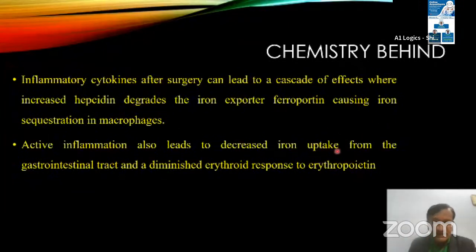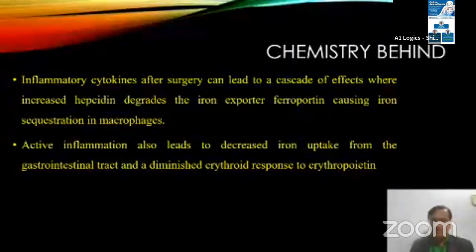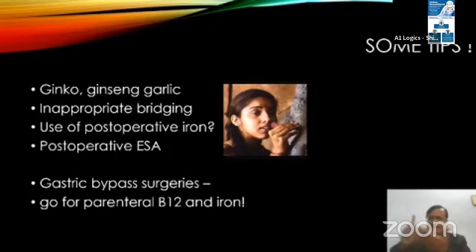Active inflammation, decreased iron intake from the externals. Erythropoietin is affected because of this inflammation. So all these things go into the preoperative hemoglobin, blood count, platelets, all these things.